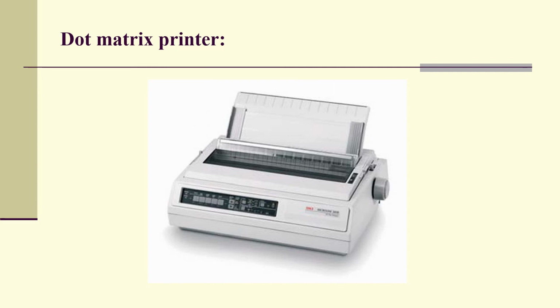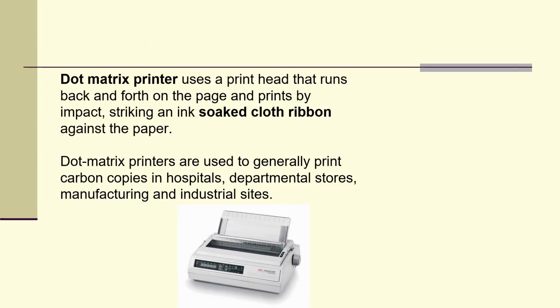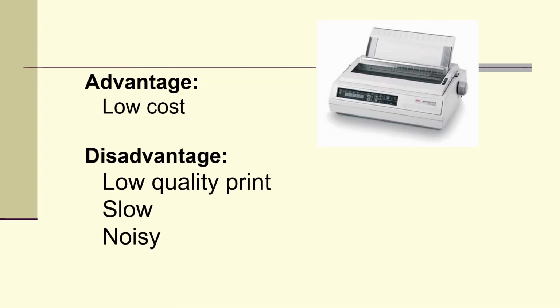There are basically three types of printers available. One is dot matrix printer, second one is inkjet printer, third one is laser printer. Dot matrix printer uses a print head that runs back and forth on the page and prints by impact, striking an ink-soaked cloth ribbon against the paper. Dot matrix printers are generally used to print carbon copies in hospitals, departmental stores, manufacturing, and industrial sites. The advantage of the dot matrix printer is that it is very low in cost. The disadvantage is that its quality is very poor, and it is very slow and noisy.